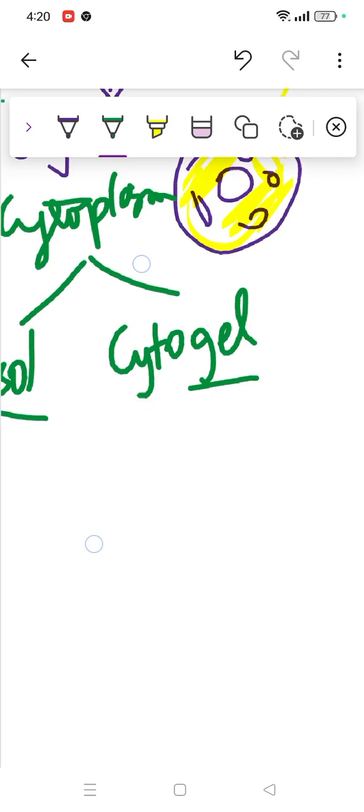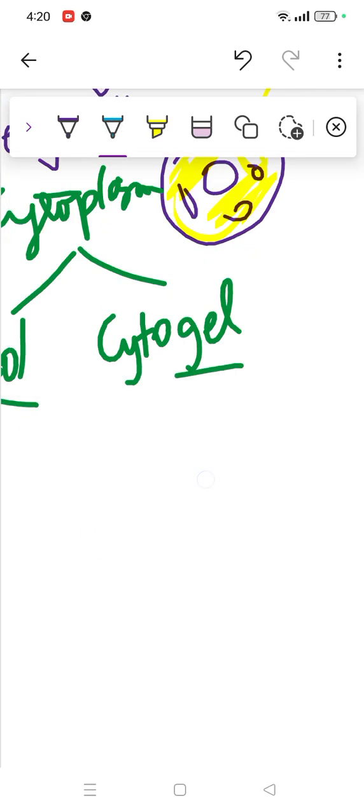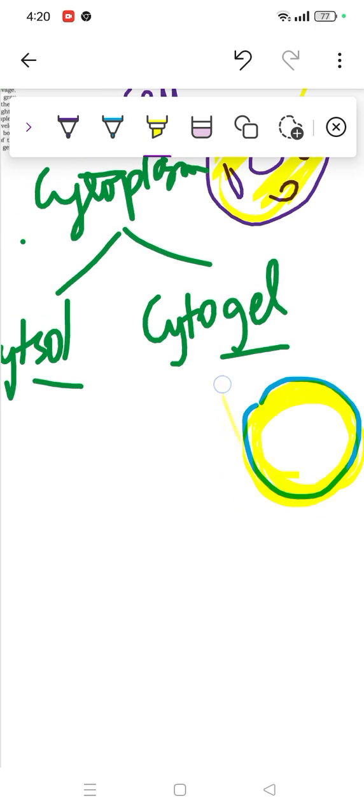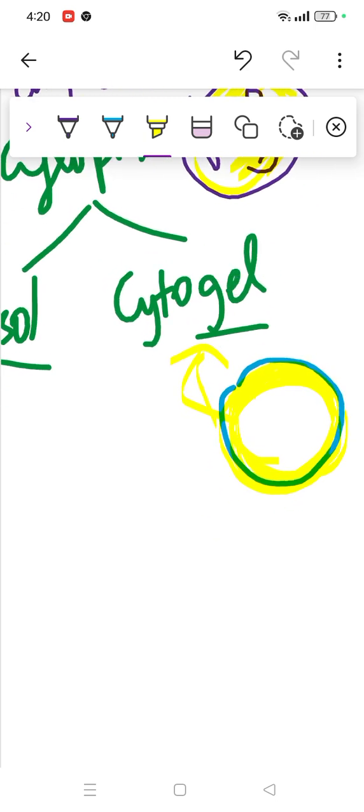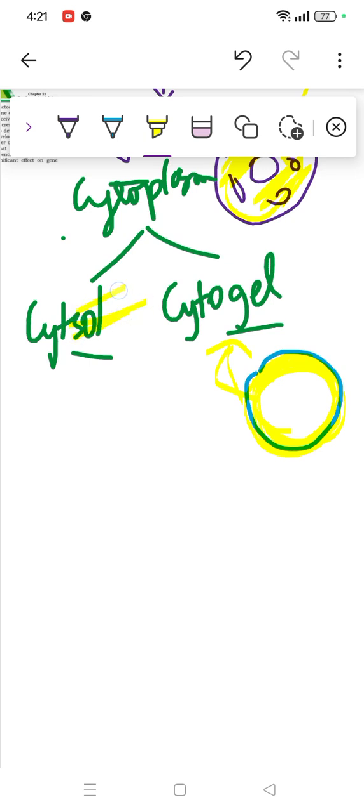If I make a structure here, what you'll see when I talk about the cytoplasm is that at the edges, near the border, the cytoplasm is quite thick. This means a gel-like structure, so we term the end part the gel. Cytosol is simply near the nucleus, the fluid near the nucleus is called cytosol. So I'm sure it will be clear.